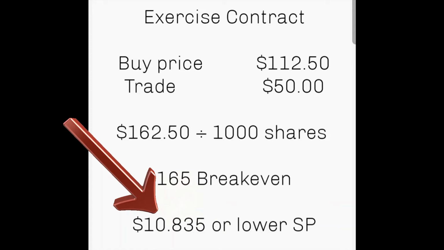You're going to need the share price to go to $10.83.5 or lower to make money off of exercising the contract. Broker rates do vary, so check with your broker, and you can just use your trade commissions in place of mine in these formulas.